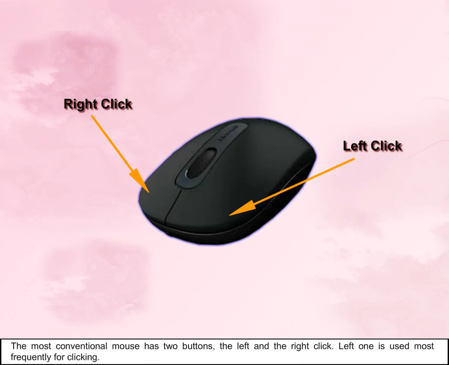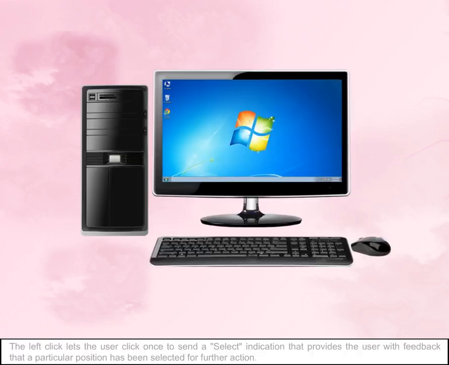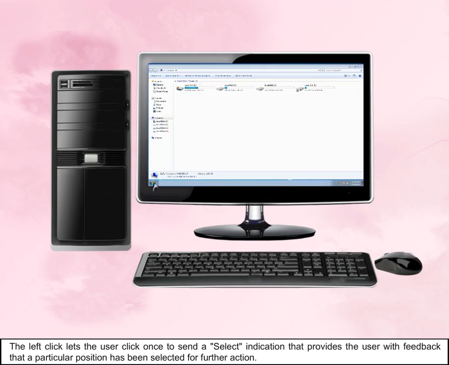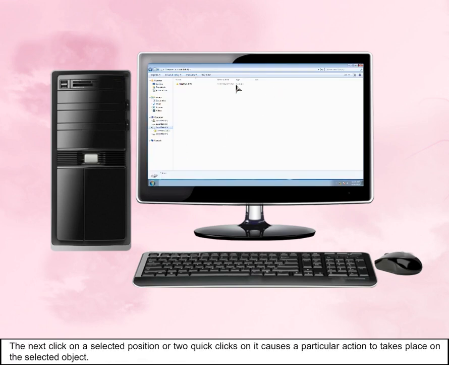The most conventional mouse has two buttons, the left and the right click. Left one is used most frequently for clicking. The left click lets a user click once to send a select indication that provides the user with feedback that a particular position has been selected for further action. The next click on a selected position or two quick clicks on it causes a particular action to take place on the selected object.